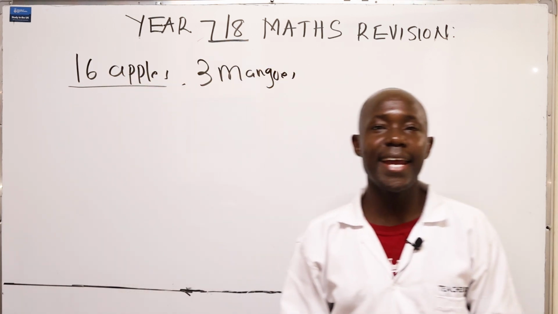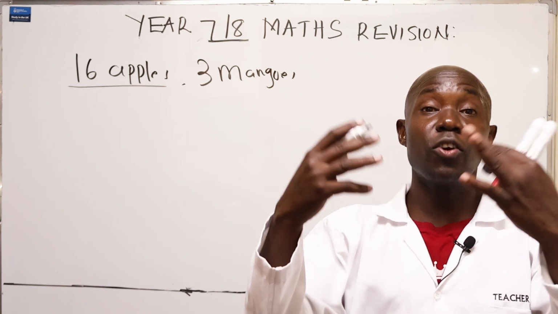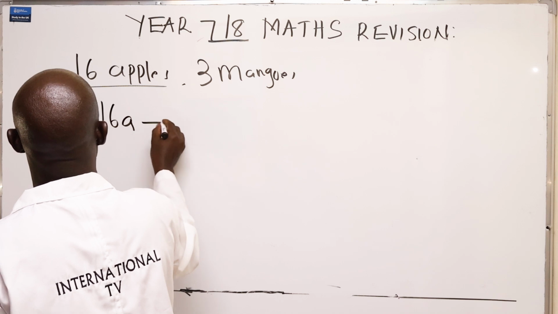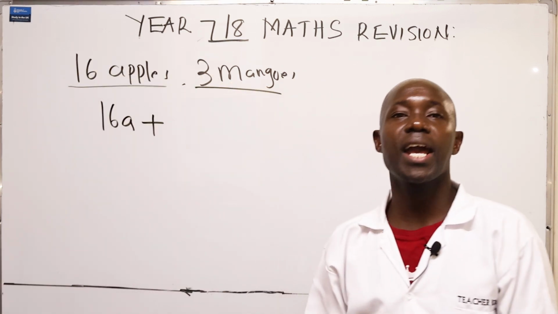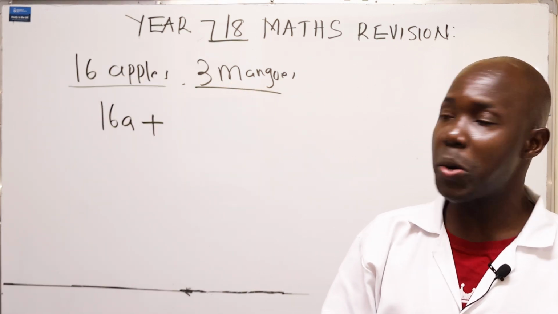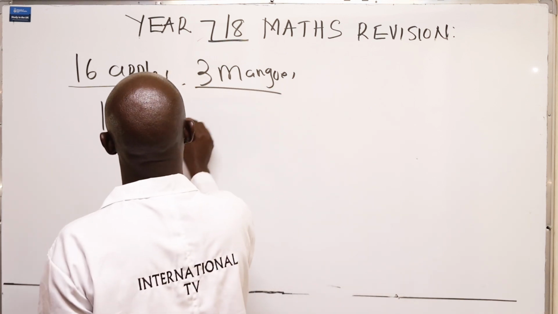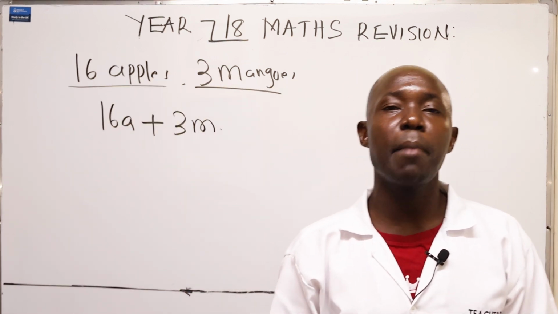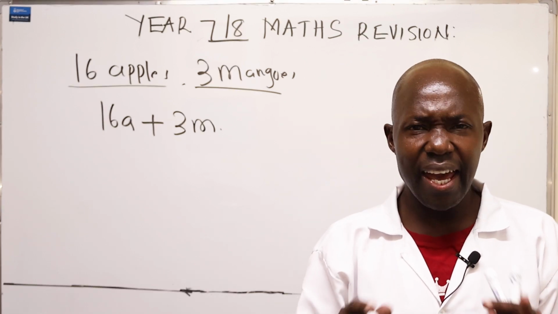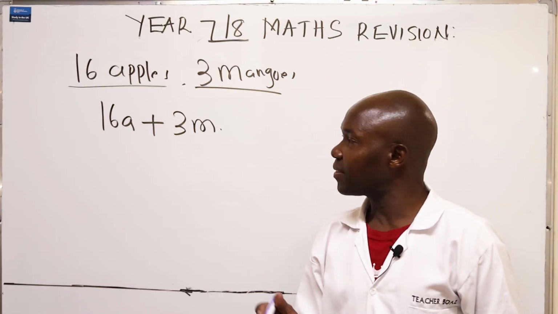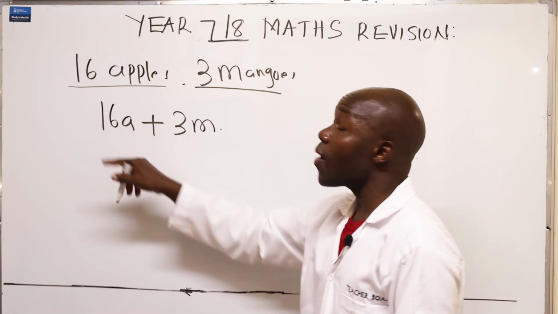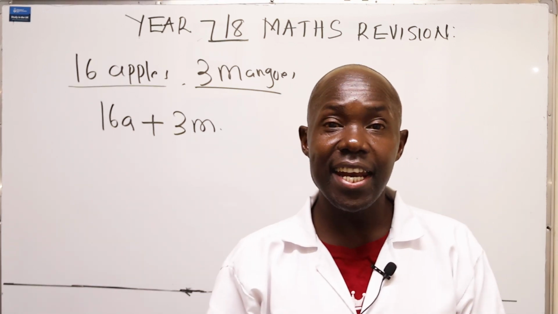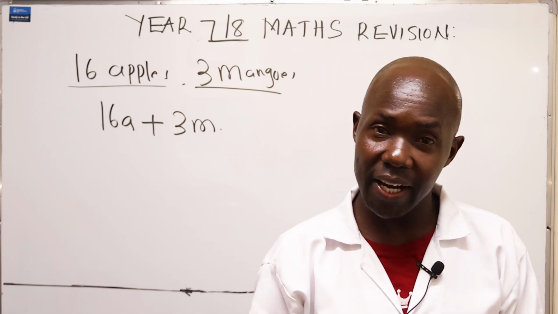So if we let apple be denoted by A, we are going to talk about 16A. Plus, if I take the letter M for mango, we add 3M. And remember, in such a case, we call A and M unlike terms. I find many students in Cambridge schools, if you ask them what is 16A plus 3M, they will say 19A or 19M, which is incorrect.